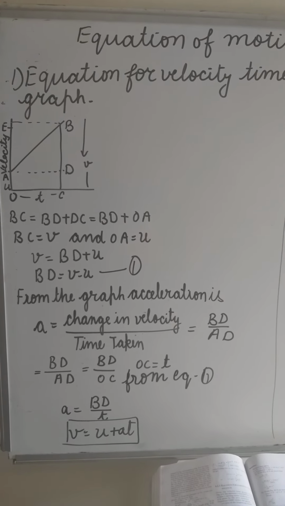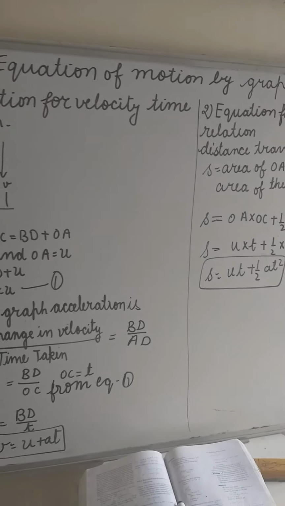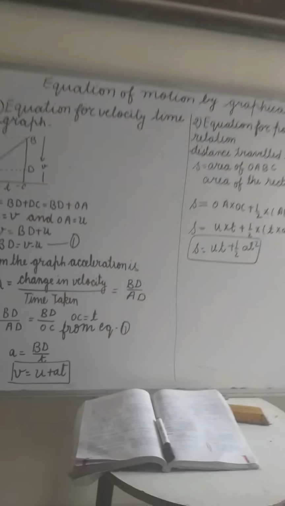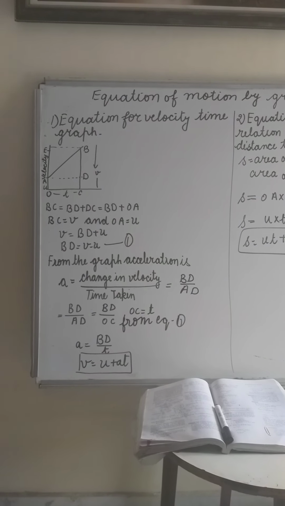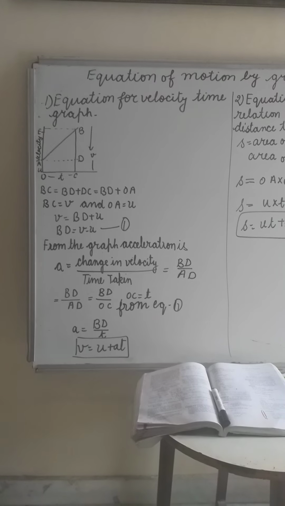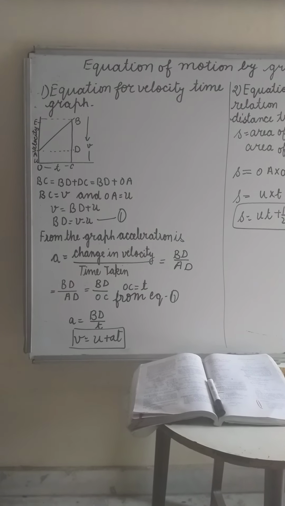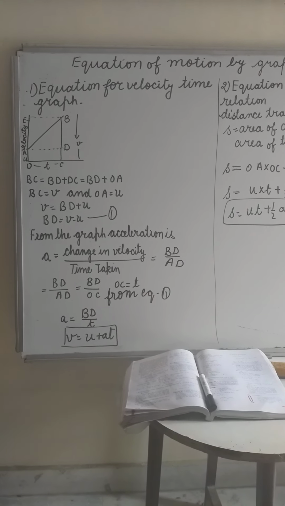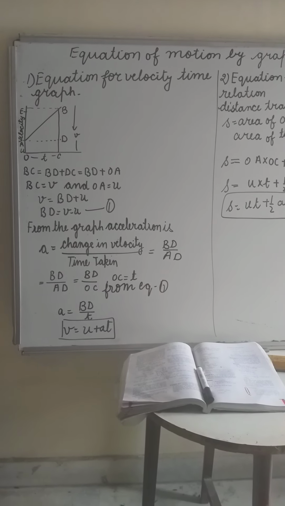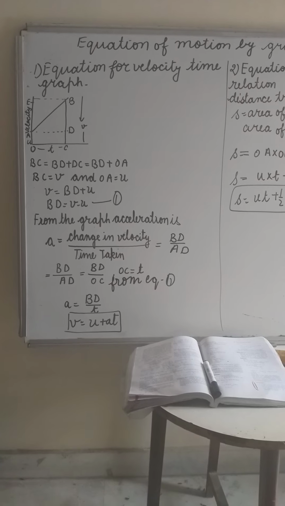Today I am going to show you the equations of motion by the graphical method. First of all, I am showing you the first equation, that is the equation for the velocity time graph. What do we call the first equation? The equation for the velocity time graph. I have written the equation and I will explain everything one by one.